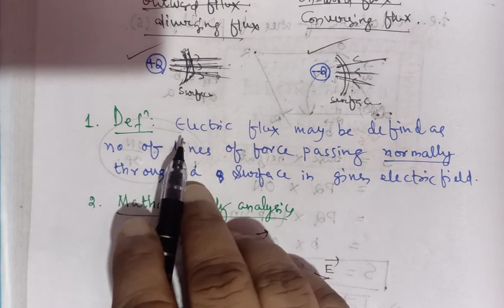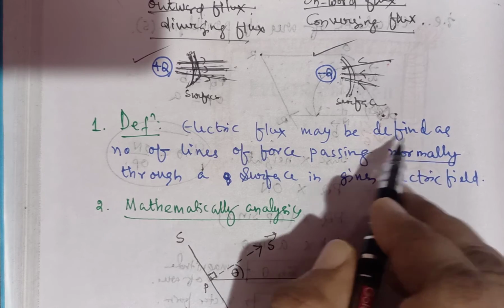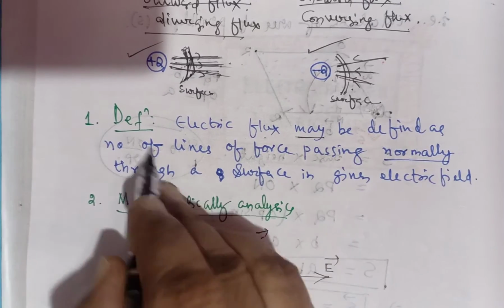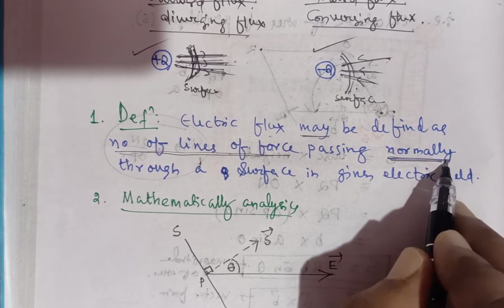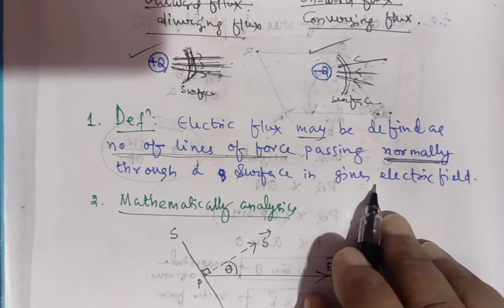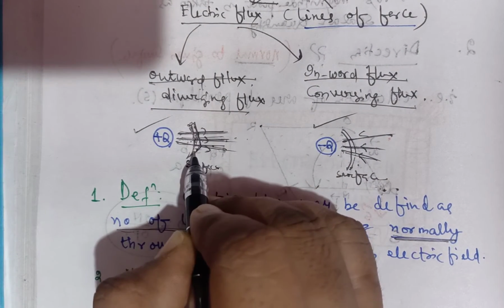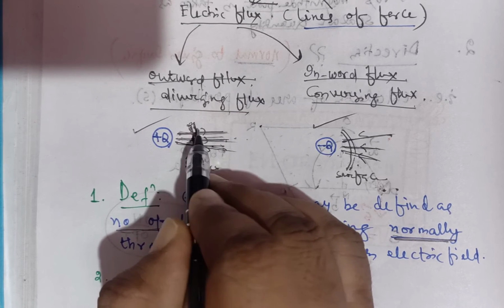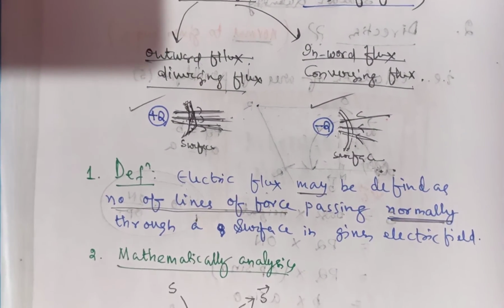So go through the definition carefully. Electric flux may be defined as, since we can define it in many ways, that's why the word may is given here, the number of lines of force passing normally, your language should be normally, through a surface in the given electric field. Again I am repeating: if this surface is given to you in the electric field, how many lines of force cross normally through the given surface, that is known as electric flux. This is a qualitative definition, then we will go for a mathematical definition.